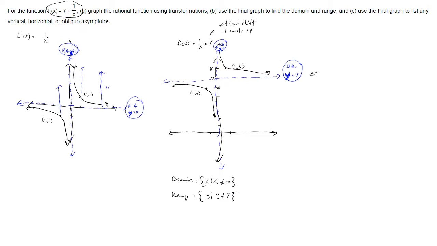And the horizontal and vertical asymptotes. So the vertical asymptote, we have one vertical asymptote at x equals 0, and we have one horizontal asymptote. You can read it right from the graph. The horizontal asymptote here is the line y is equal to 7.